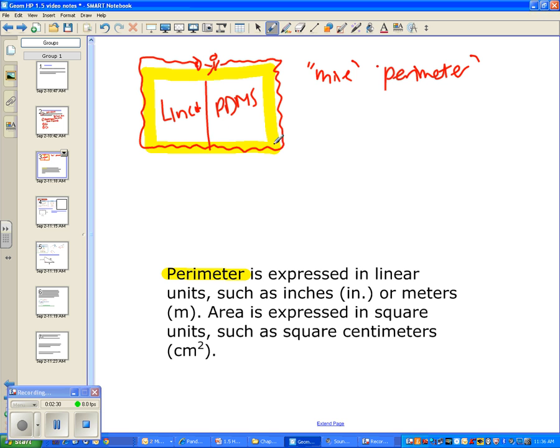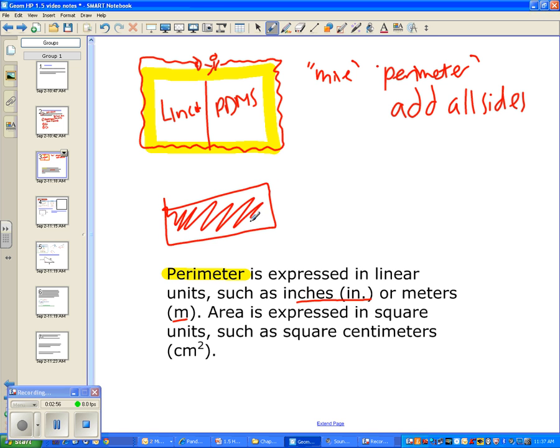So perimeter is just the distance around something. You just add up all the sides. When we talk about answers, the answer for perimeter is going to be expressed in linear units, so you just put whatever units it is, inches or meters or miles or whatever it is. Okay, so that's perimeter. Area is all the space inside something. So perimeter is the outside, area is the inside. And the answer for area is going to be expressed in square units. So you always have that little exponent 2 for your answers. Okay, so that should be all review.